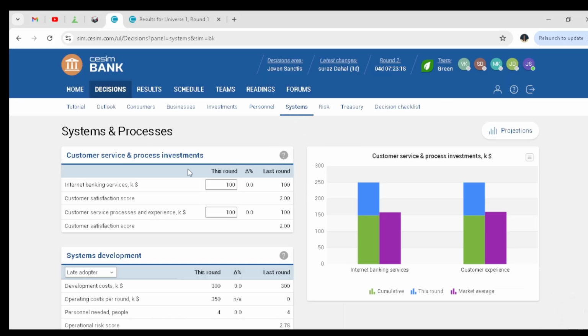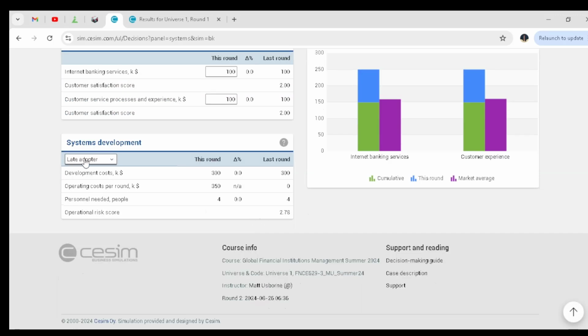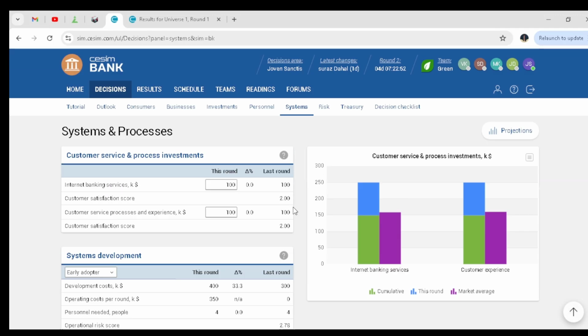Next is the system and processes, and here we are talking about the customer service and process investments. And first part, we have the internet banking service, and for it, we shall just make it 100. We shall just maintain customer service also at 100, and under the system development, we shall use the early adopter, and that's it about the system and processes.